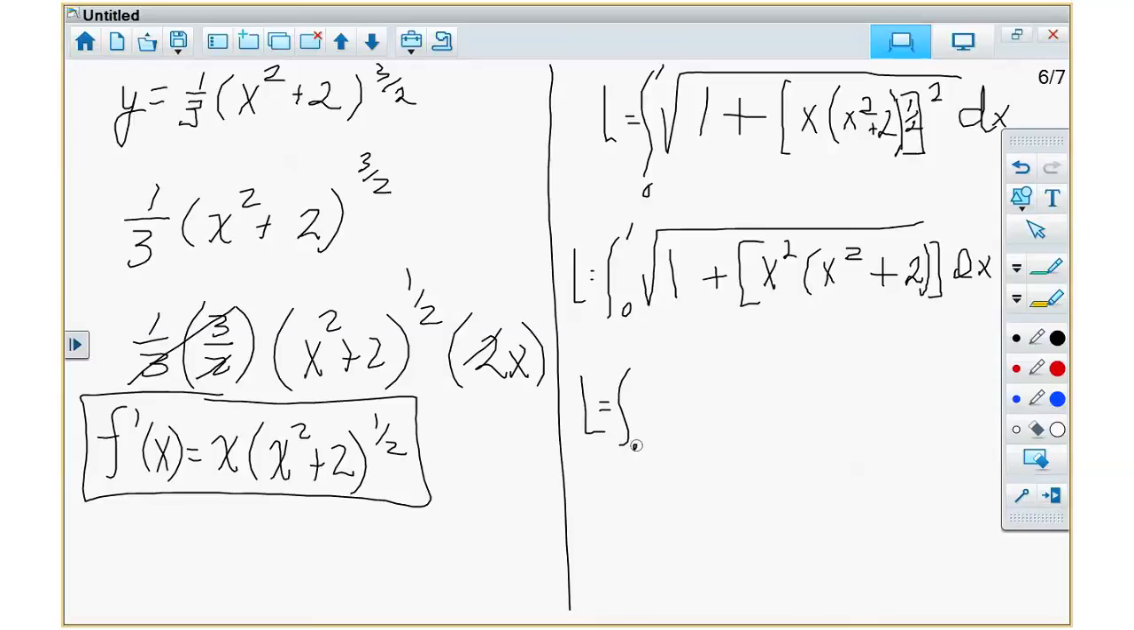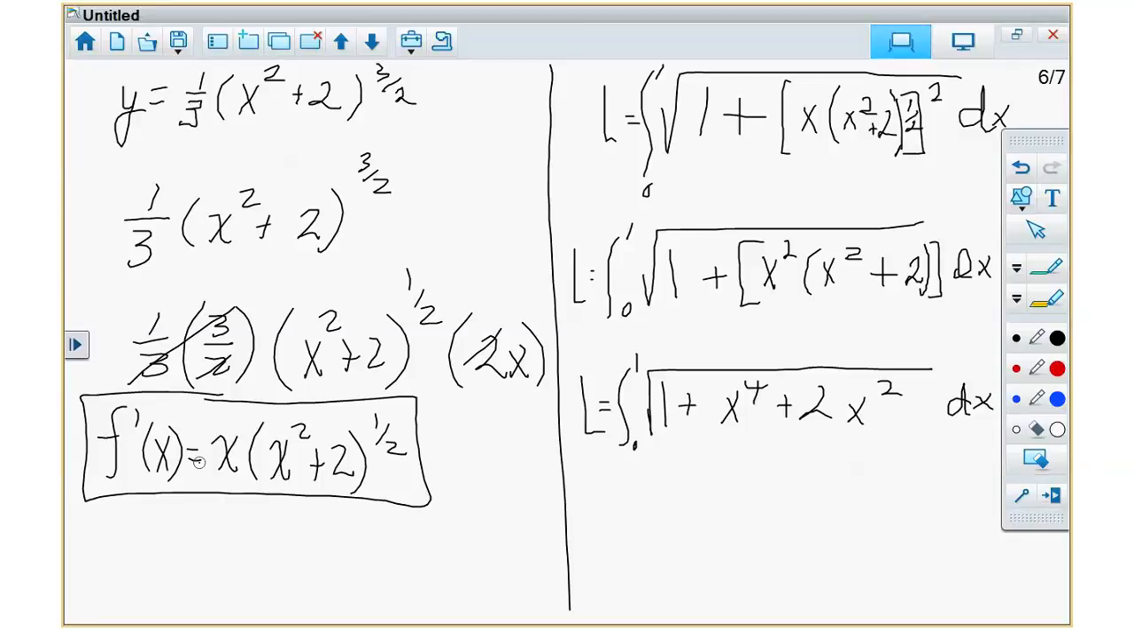0 to 1, square root of 1 plus x to the 4th plus 2x squared. I'm about halfway through the algebra, so that means you got some more algebra to do. First thing I would do is rewrite it: x squared plus 1 squared, x to the 4th plus 2x squared plus 1.